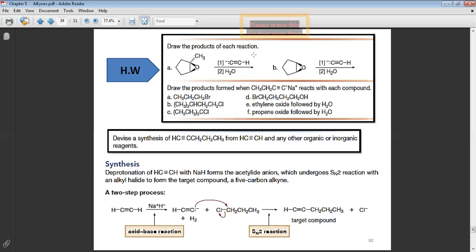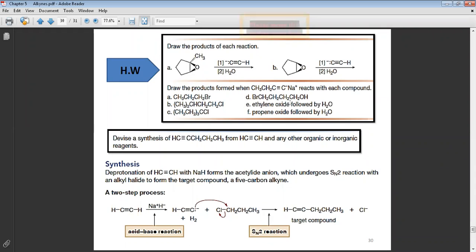Of course, draw the product of each reaction. For this epoxide, I want you to write the product. Also for this one. Draw the products formed when this acetylide anion reacts with each compound. This compound reacts with this, what is the product? This compound reacts with B, what is the product? With this, with this, with this, I want you to write the product. And be careful about E and F.